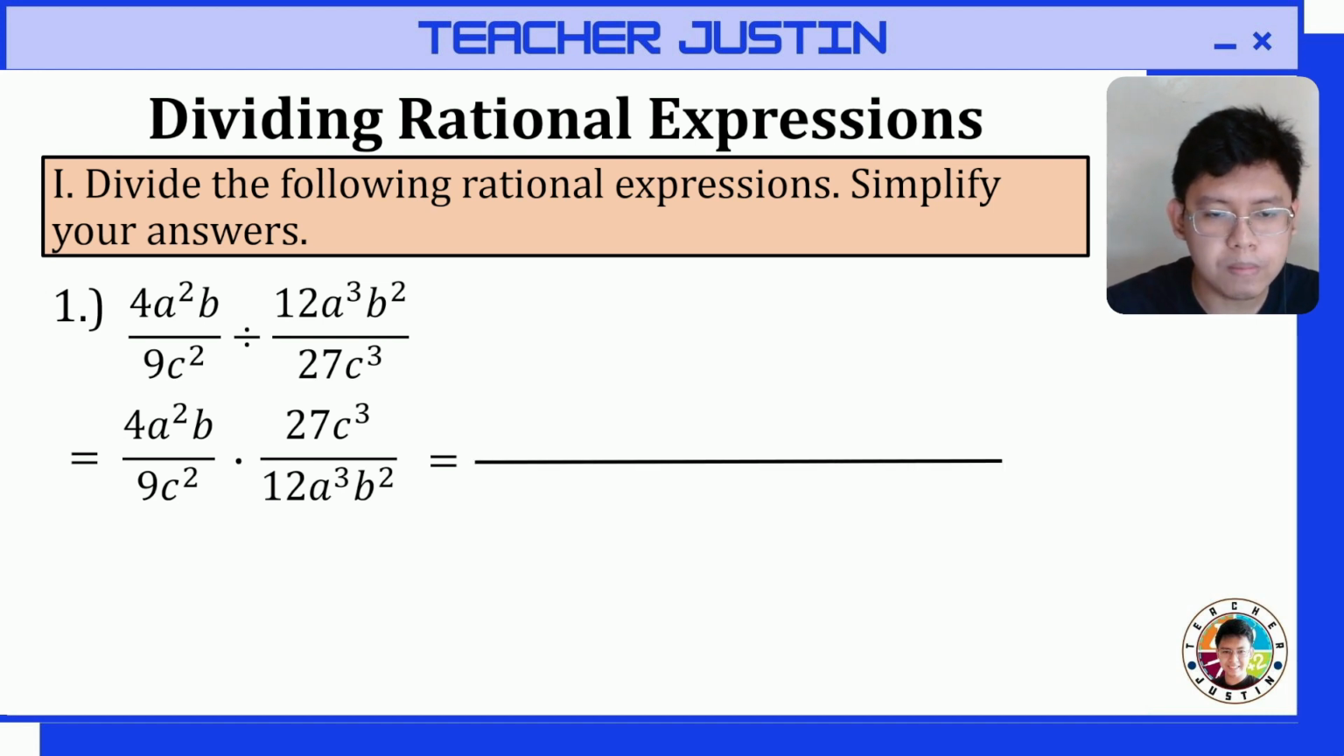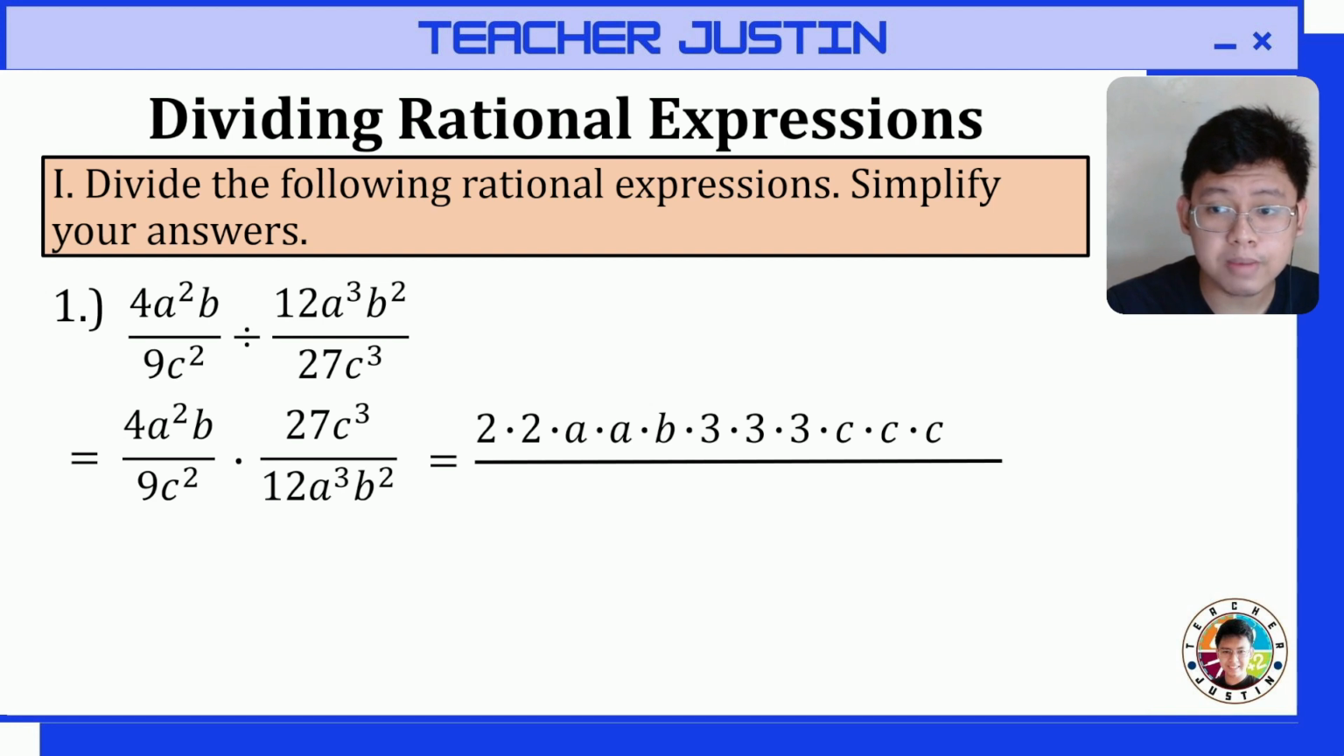So, yung ating numerator, 4a squared b, meron siyang prime factors na 2 times 2, tapos dalawang a, tapos isang b, times 27c cubed. So, 27c cubed, may prime factor siya na 3 times 3 times 3, tapos tatlong c. So, c times c times c. Okay. Tapos na nating i-factor yung numerator natin, punta naman tayo sa denominator natin.